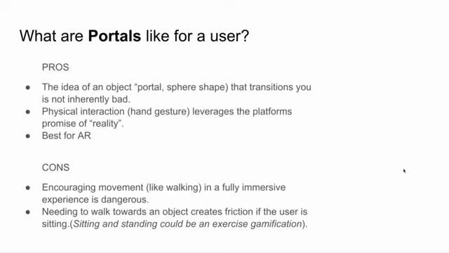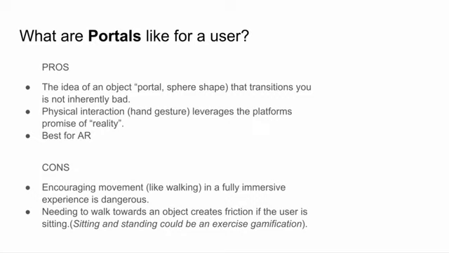So as you can see, it can be a little difficult to understand what's going on, but the idea of an object or portal or a sort of sphere shape that transitions you is not inherently bad. It's sort of another button. It's a way to give you physical interaction, such as a hand gesture, which can leverage the platform's promise of reality, but it's best for augmented reality.